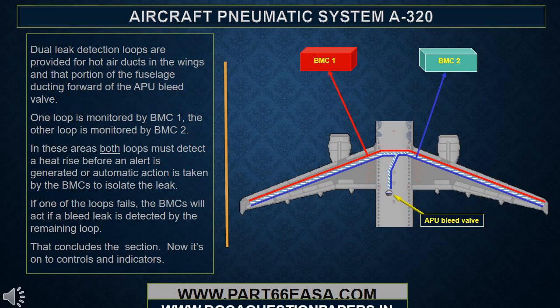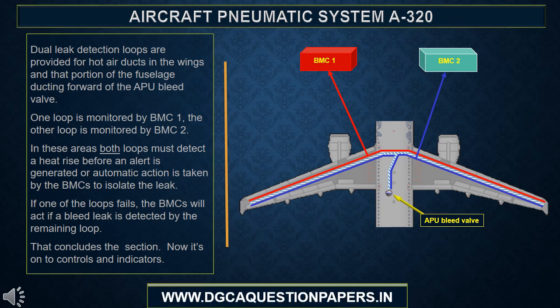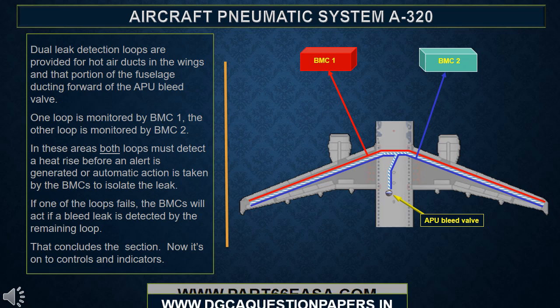Dual leak detection loops are provided for hot air ducts in the wings and that portion of the fuselage ducting forward of the APU bleed valve. One loop is monitored by BMC1, the other loop is monitored by BMC2.